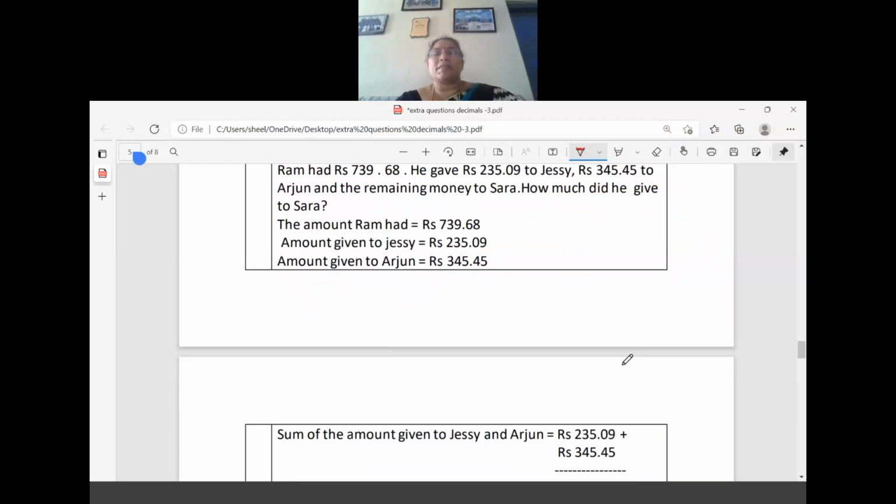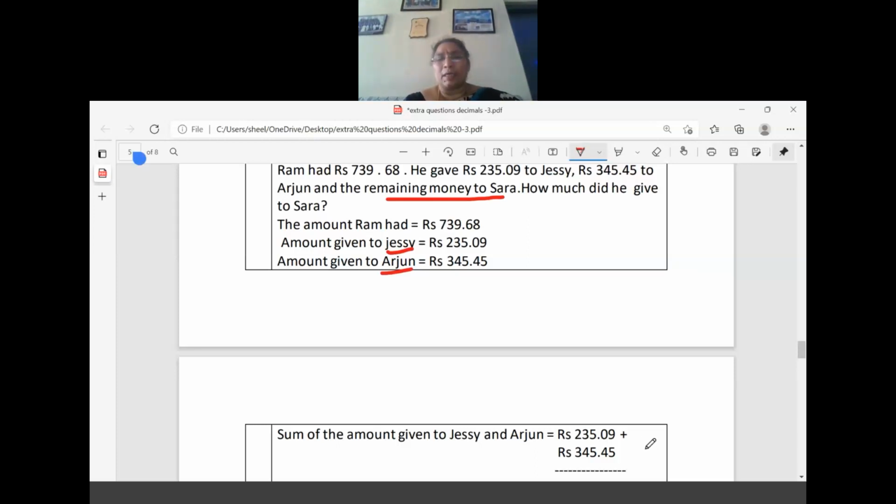Ram had 739.68 rupees. He gave rupees 235.09 to Jesse and rupees 345.45 to Arjun and the remaining money to Zara. How much did he give to Zara? So the remaining money only he had given to Zara. So first, what is the amount he has? 739.68. Now what is the amount he gave to Jesse and Arjun? 235.09 and 345.45 respectively. Now what should we do?